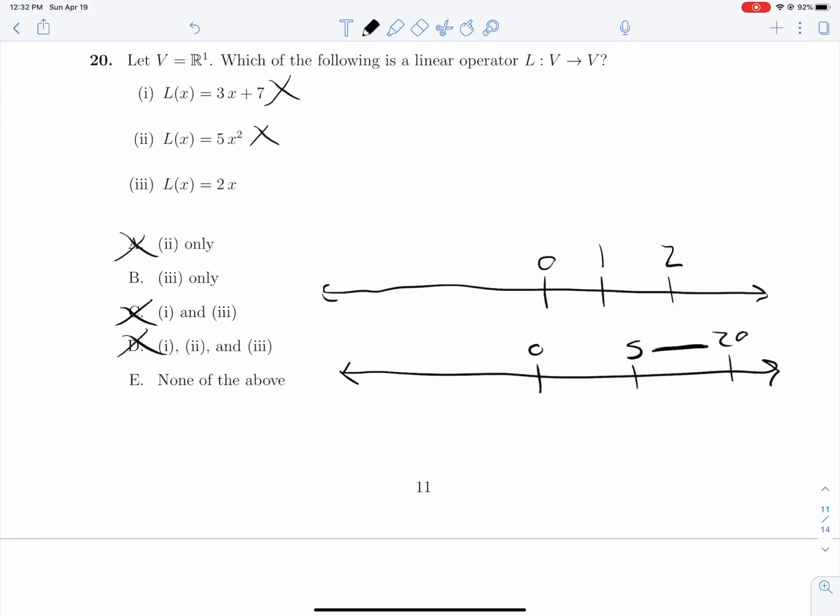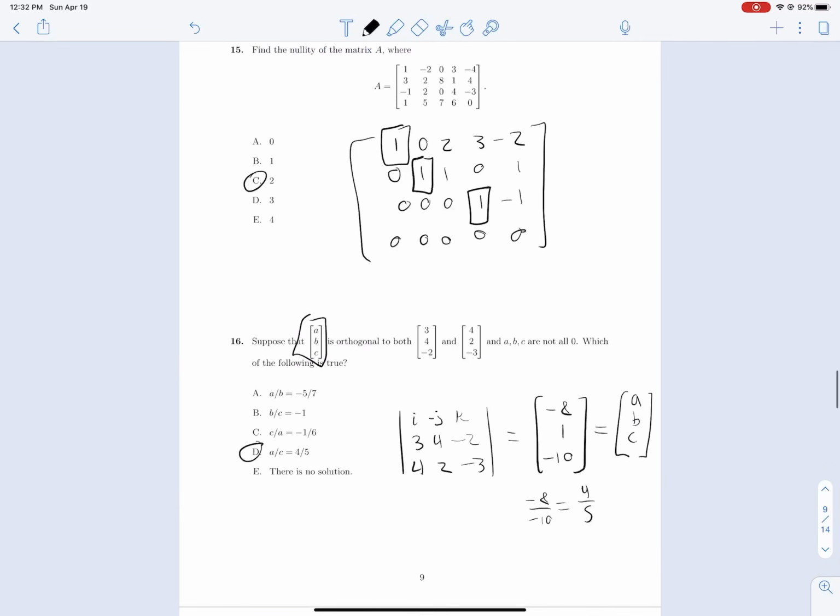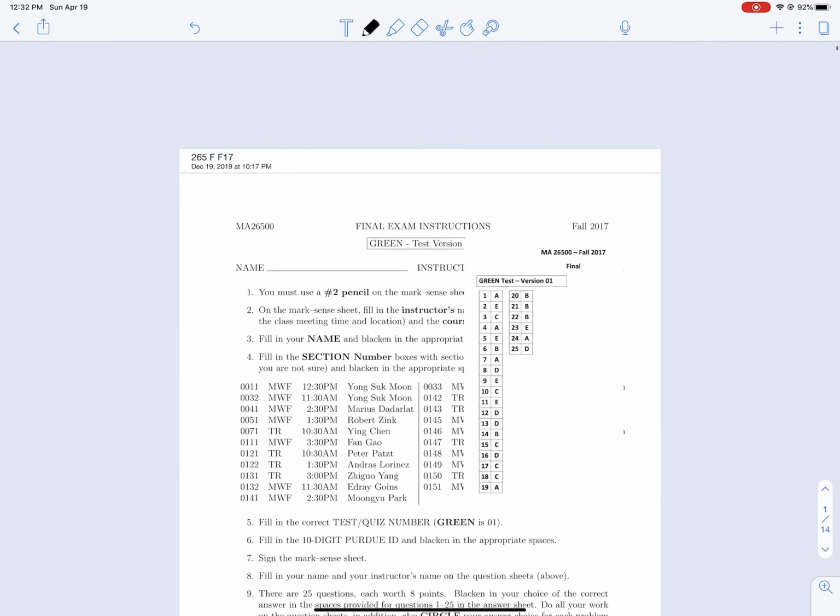Well, 2x works. If we plug in 0 for that, the origin maps to the origin, and if we run this same test with our grid lines, we see that this just goes to 2, 4. We have an even spacing between all of our elements there, so 3. So B for 20 is our correct answer.